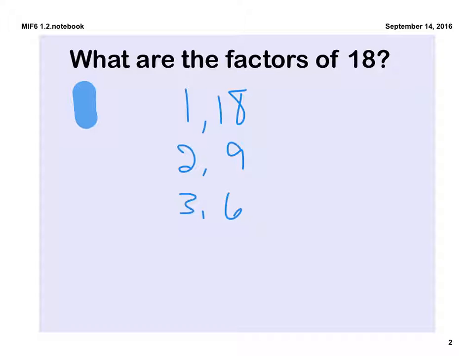How about 4? 4 does not go into 18. 4 is not a factor of 18. How about 5? 5 is not a factor of 18. And then we get to 6, which is already on our list. So 18 has 6 factors in total. Each one of these things, if I write it as 1 times 18, 2 times 9, 3 times 6, each one of these is a factorization of the number 18. I've taken that number and written it as a product.